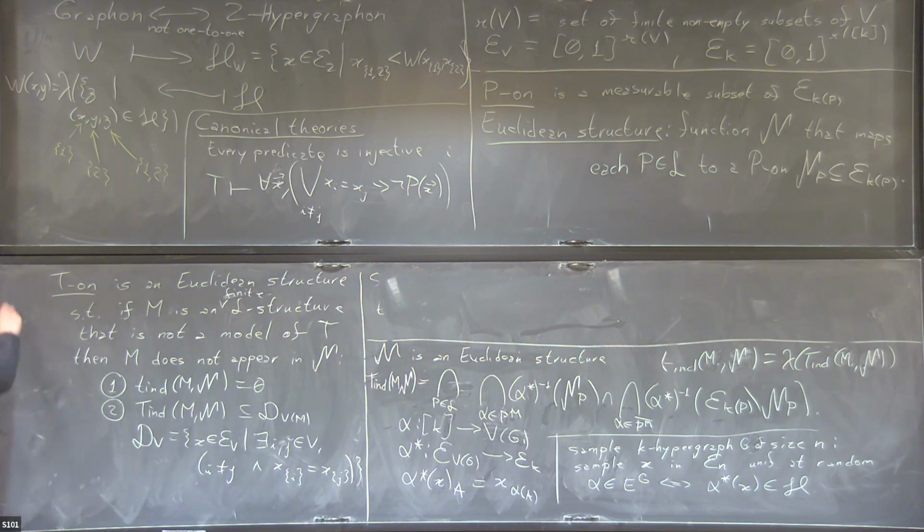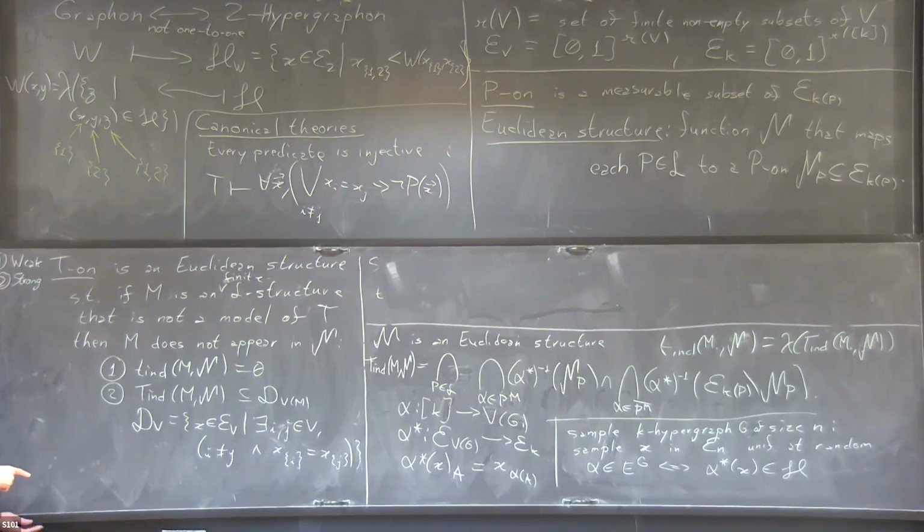So the difference between these two is the difference between what we call a weak theon and a strong theon. If you require 1, we call it a weak theon. If you require 2, it is a strong theon. Is the definition clear?